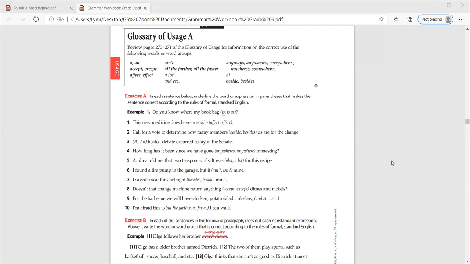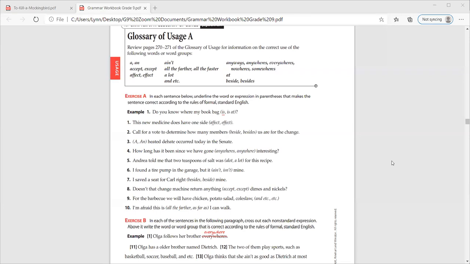Good and well. Good is an adjective. Do not use good to modify a verb. Use well, an adverb, non-standard. Tiger Woods played good. That's incorrect. You would say Tiger Woods played well. Are there any questions on this page?